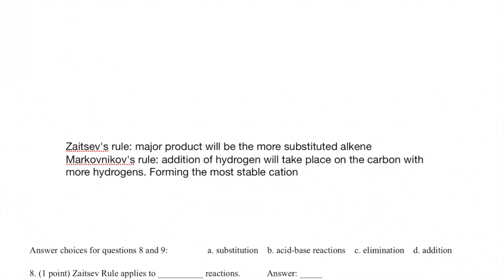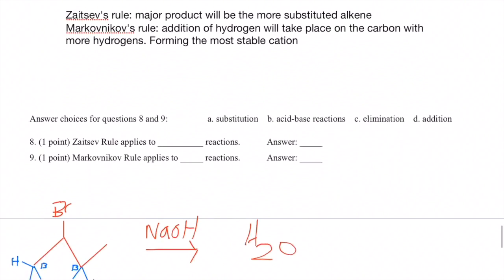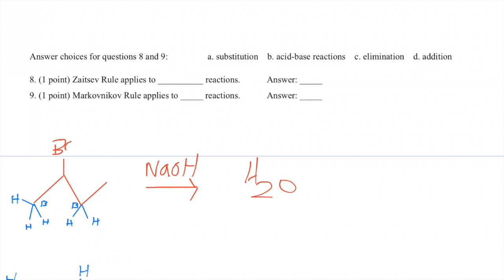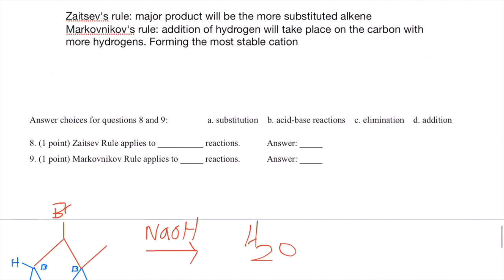Zaitsev's rule is mostly defined as the major products having more substituted alkenes, and Markovnikov's rule is the addition of hydrogen that will take place on a carbon with more hydrogens, forming the most stable carbocation. Now, to give you a better understanding of this, I have written out some of the reactions down here, in which I will start off with the Zaitsev's reaction.